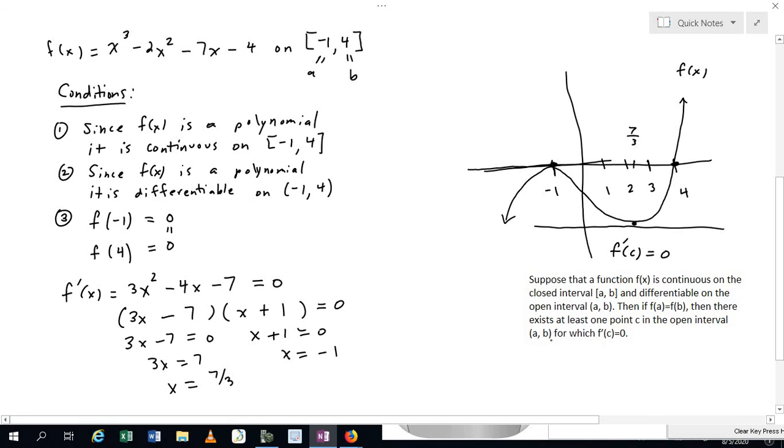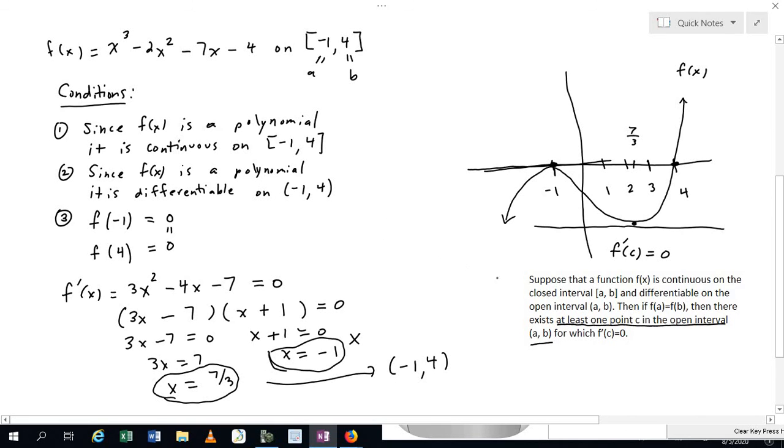But only one of them happens to satisfy the conclusion of Rolle's theorem, because notice it says there's at least 1 point C in the open interval from A to B. So -1 is not in the open interval. It's in the closed interval, okay, but only 7/3 is in the open interval, right? It's in this open interval from -1 to 4. So this one is not the one we're looking for. It's actually this one.